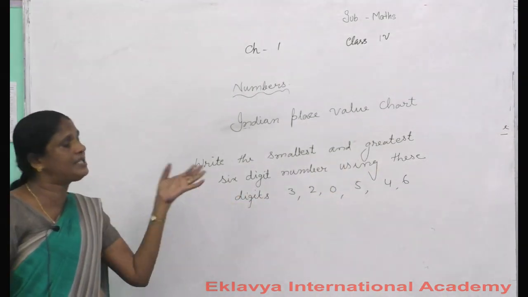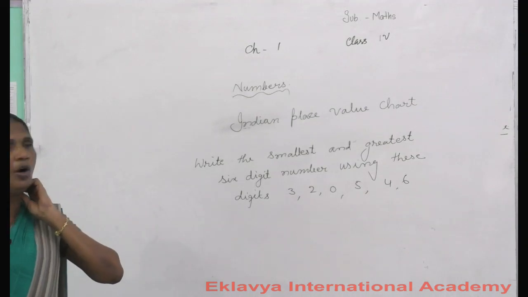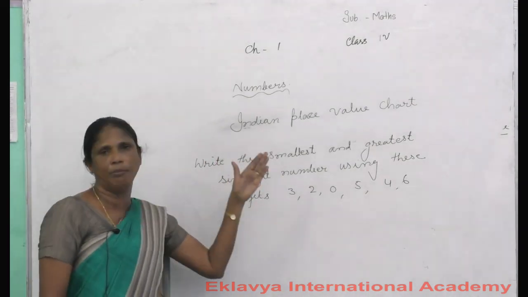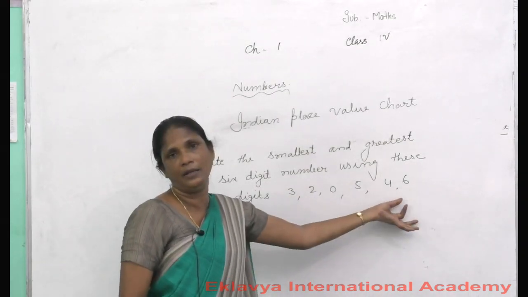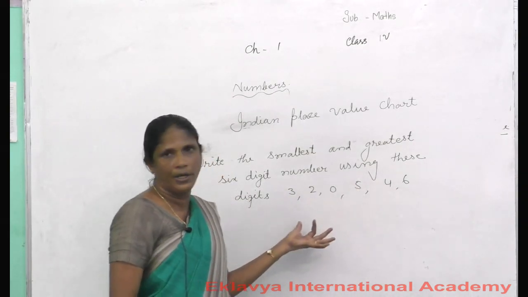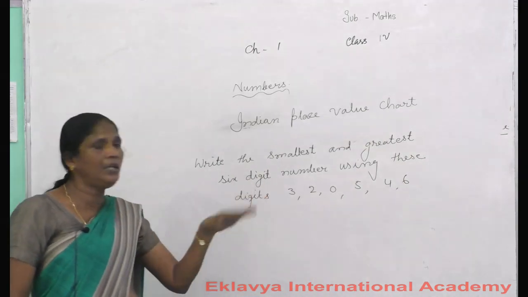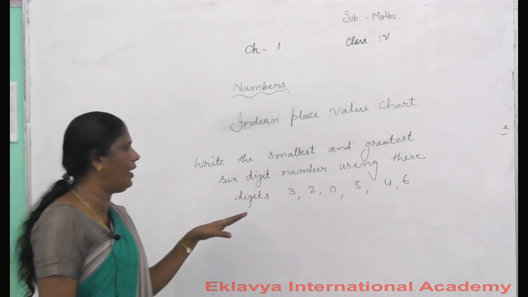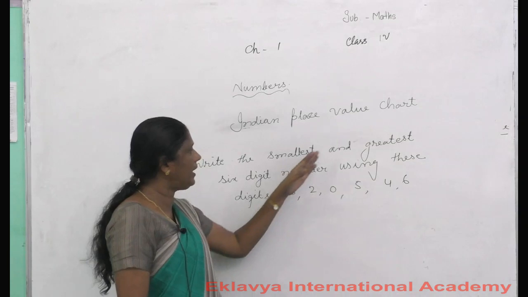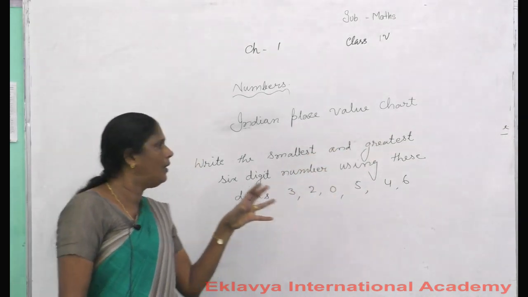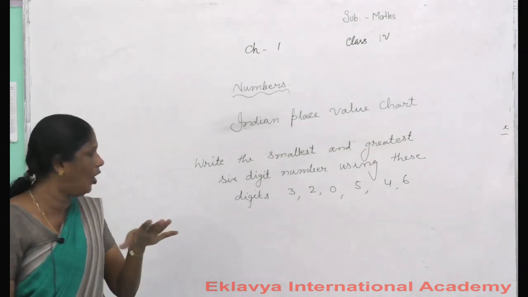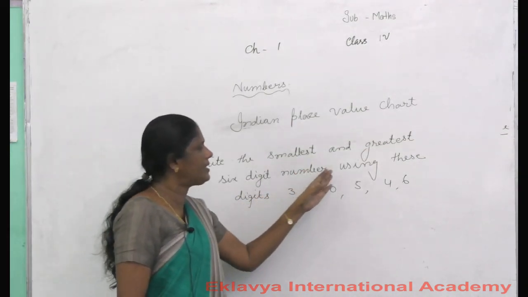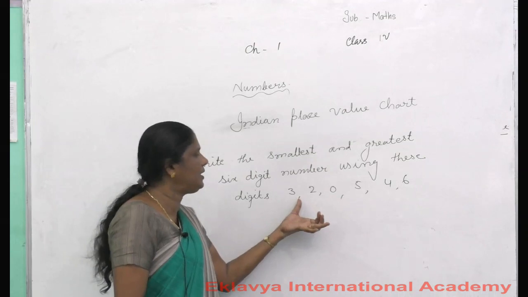First we arrange these numbers in ascending order, and we get the smallest number. Ascending order. Then to get the greatest number, we arrange these digits in descending order.